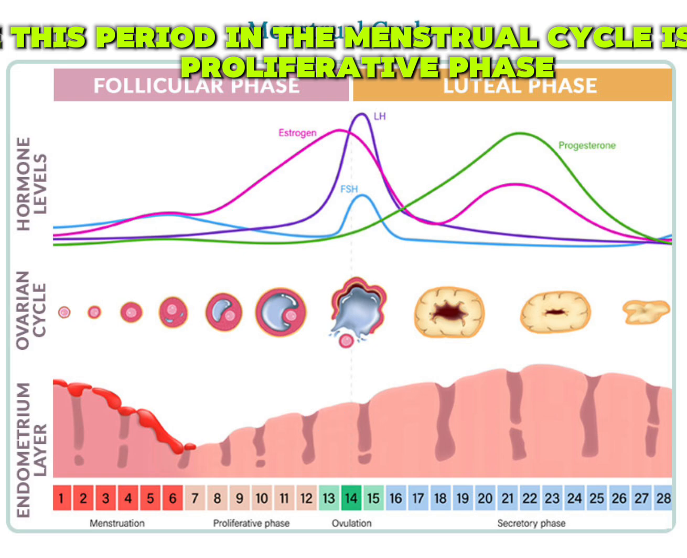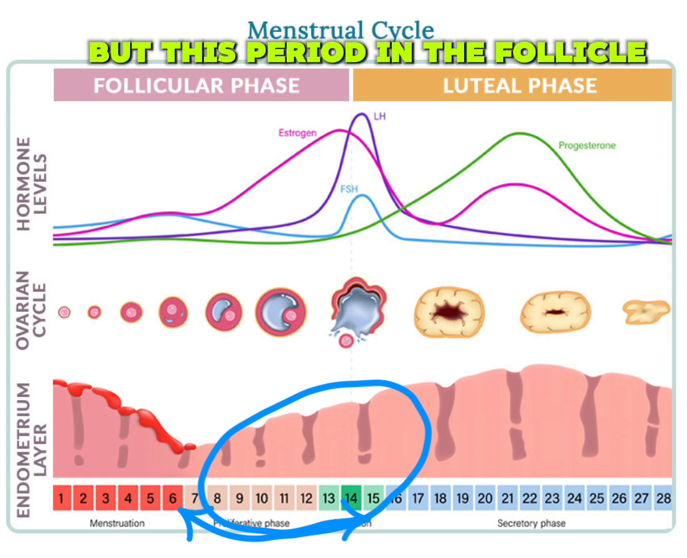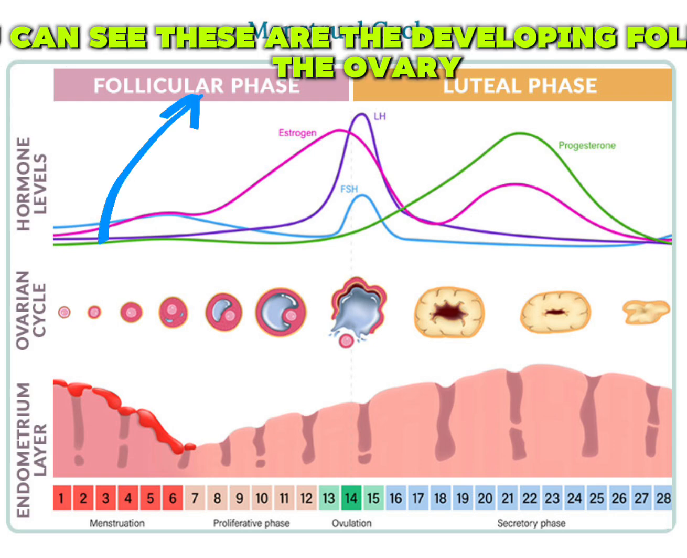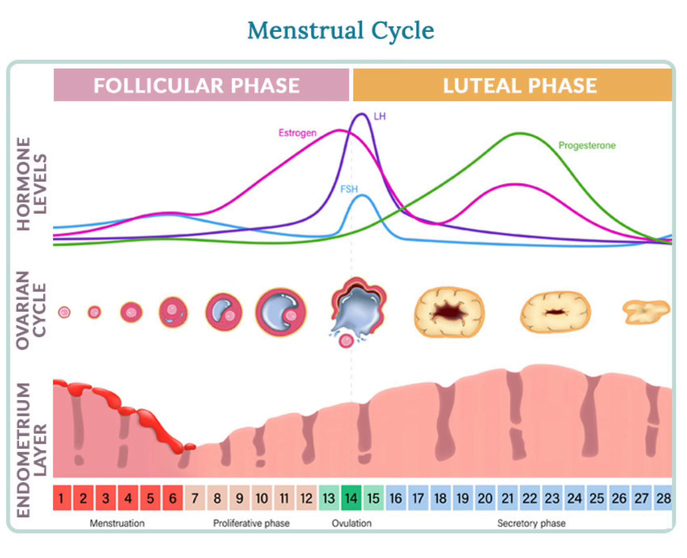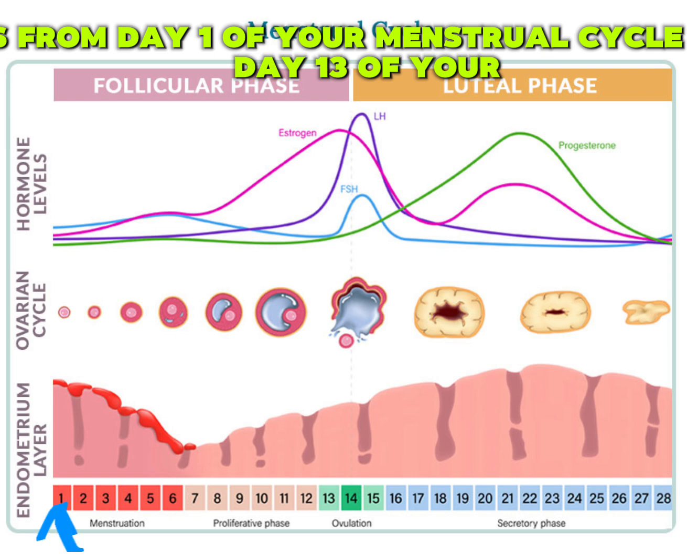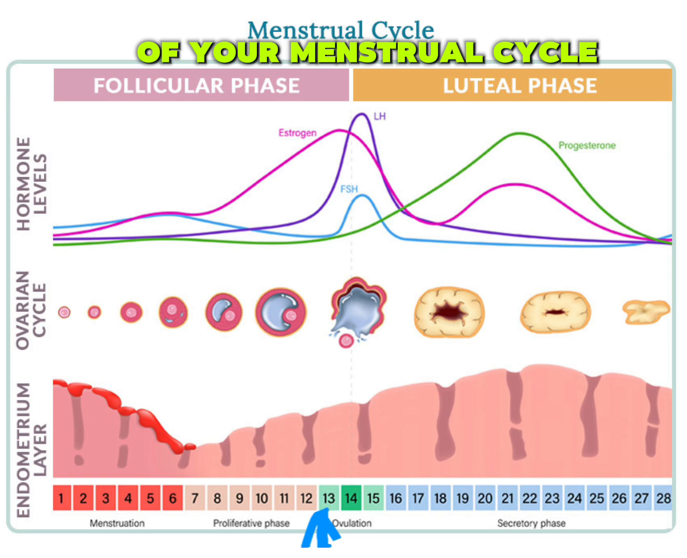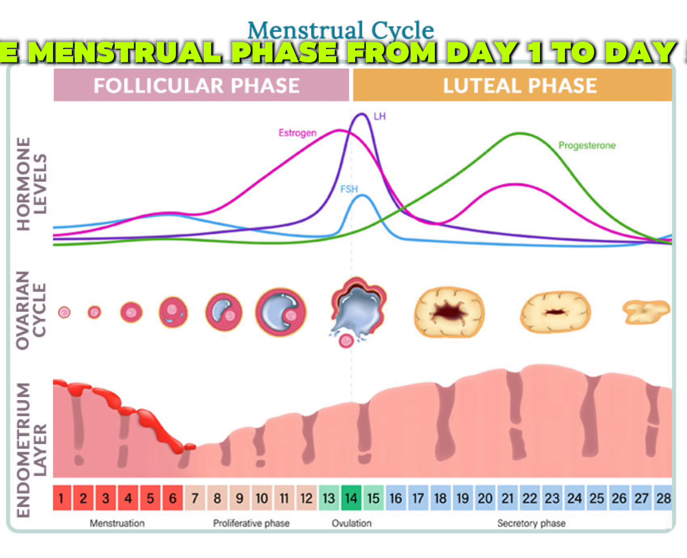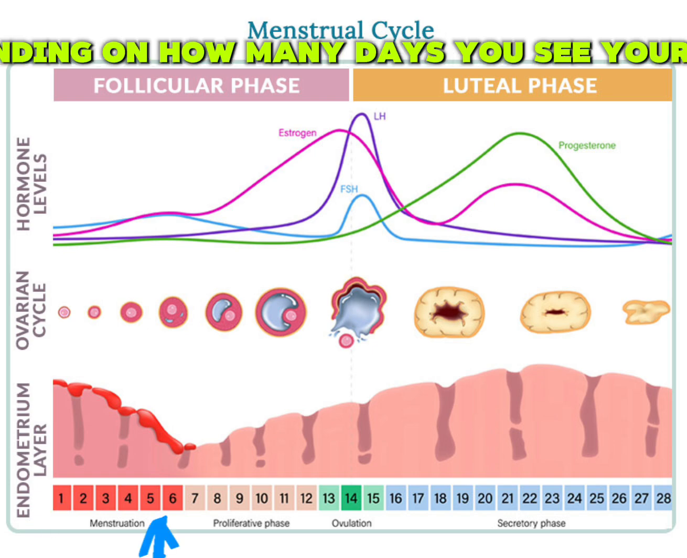Hence, this period in the menstrual cycle is called proliferative phase. But this period in the ovarian cycle is still follicular phase. As you can see, these are the developing follicles of the ovary. Follicular phase begins from day 1 of your menstrual cycle till day 13. While in the uterine cycle or menstrual cycle, we have menstrual phase from day 1 to day 5 or day 7, depending on how many days you see your menses.